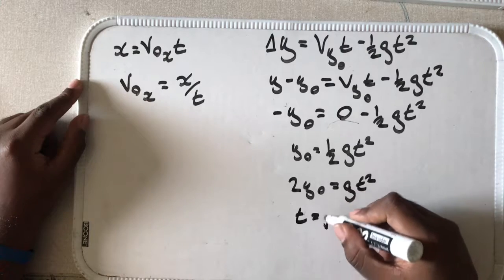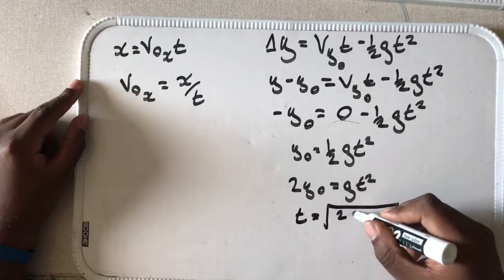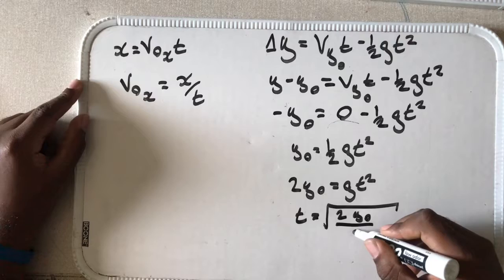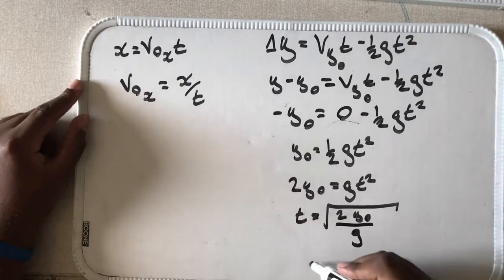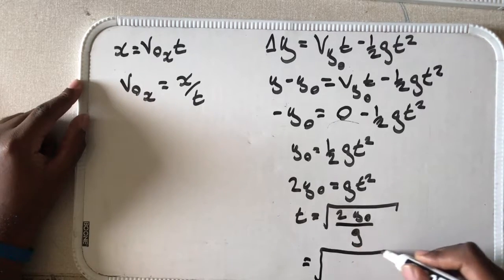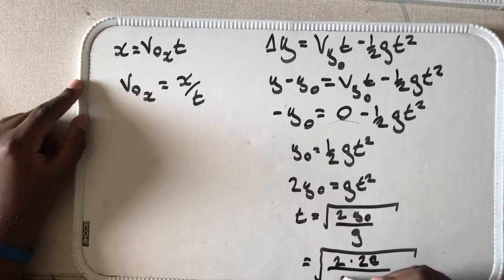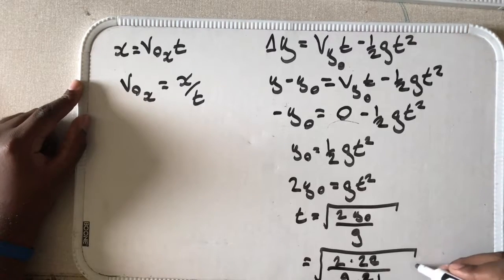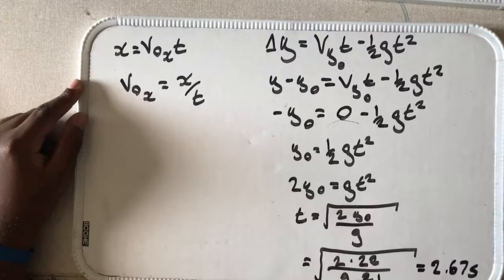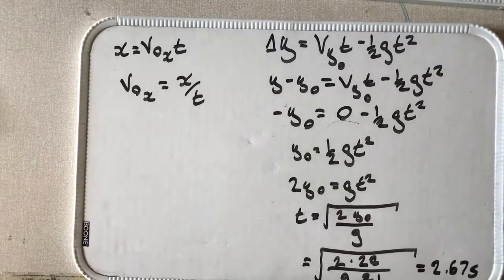So t is equal to the square root of 2 y naught divided by g. And all of these are things that I know. 2 times 28 divided by 9.81, and this gives me 2.67 seconds. 2.67 seconds is my total time of flight.